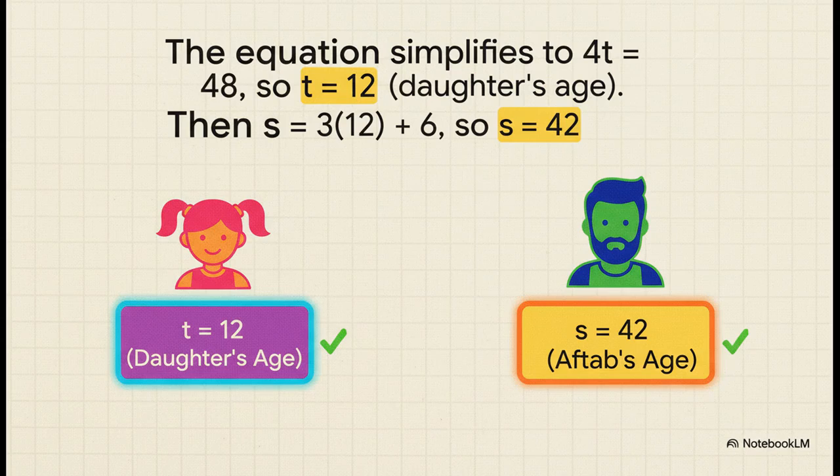We just solve for t, and we get 12. So the daughter is 12 years old. To find Aftab's age, we plug that 12 back into our simple equation for s, and we get that s equals 42. So Aftab is 42. See how we took a confusing story and turned it into a clear, solvable problem? That's the power of this method.